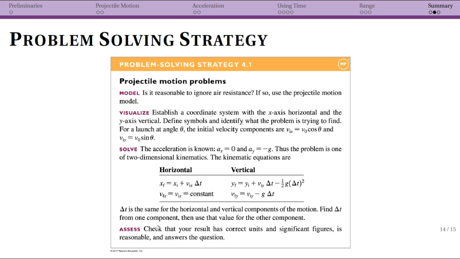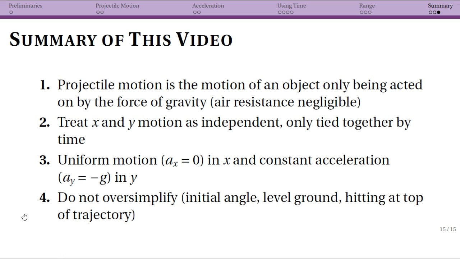My goal is to always give you reasonable problems. The book does as well. So if you get an answer that, your car going off the cliff went 3,000 miles, you probably want to back up and look at what happened. So finally, to just really stress the most important aspects of projectile motion, projectile motion is what we have when we have an object that is only being acted on by the force of gravity.